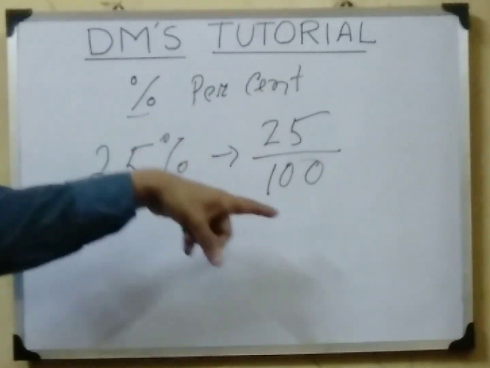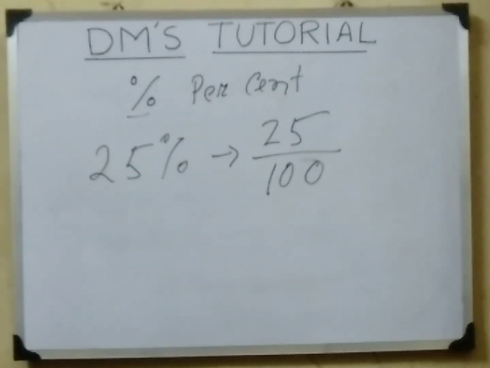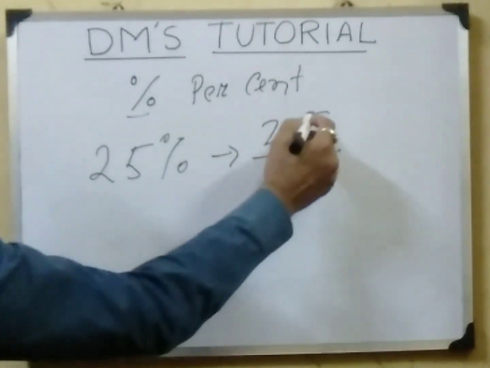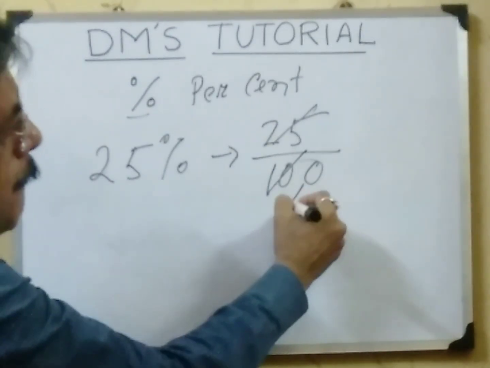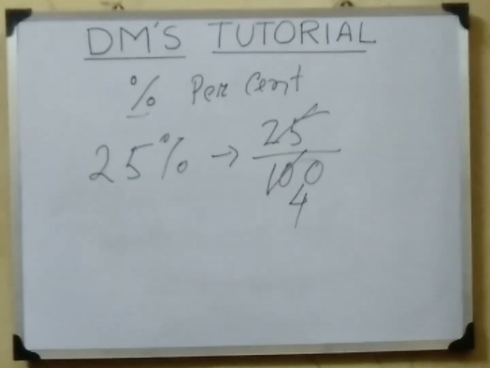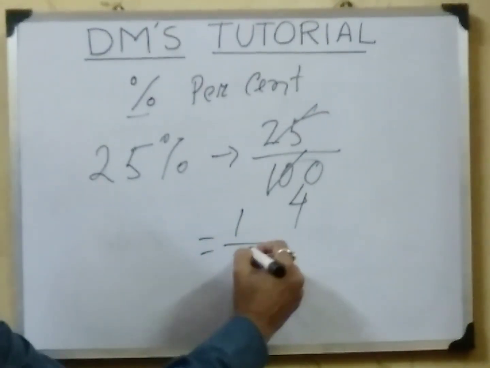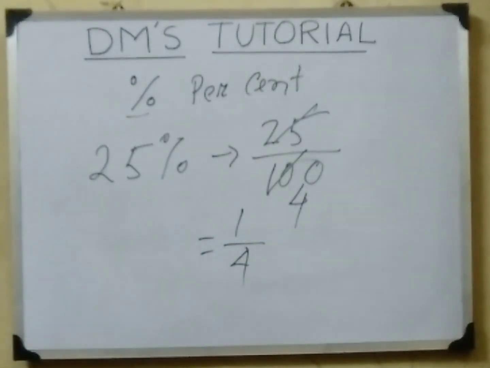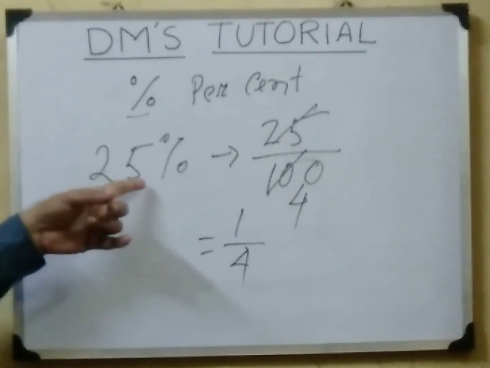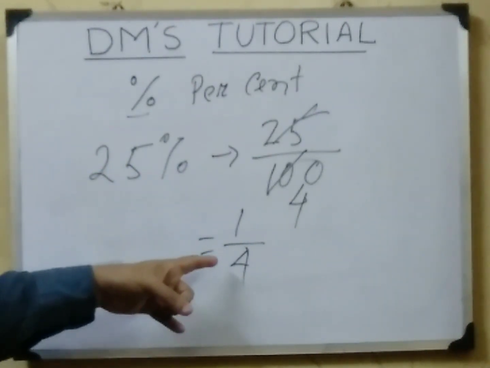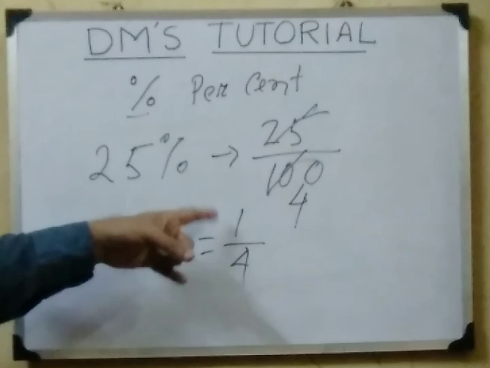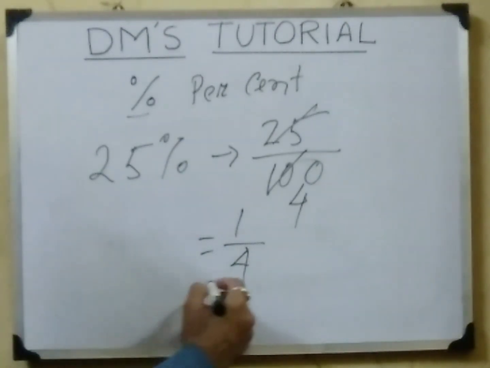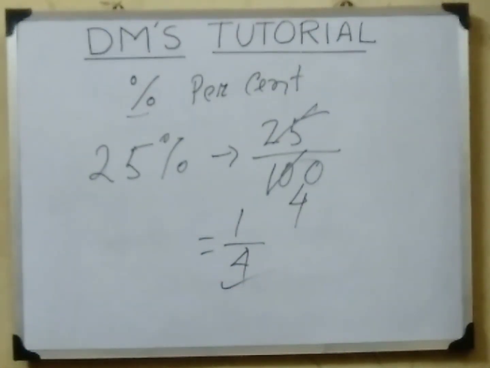Look, this is transferred into a fraction. We can simplify this by directly dividing 100 by 25, that is 4. Simplified fraction is 1 by 4. So 25% converted into a fraction, a proper fraction, is 1 by 4. This is the method by which we can convert any percent to a fraction.